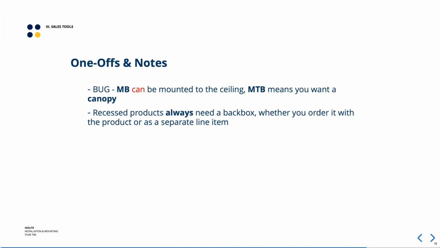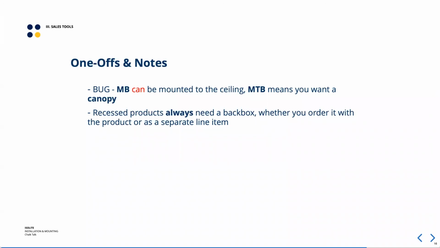It has MB, mount back, and MTB, mount top back. MB is the most common option, but we started to see MTB get selected when people want to actually mount it to the ceiling. When you order MTB, you're going to get a canopy, and we charge a little bit of extra money for it. I think it's like $5 or $7 or something, but you don't actually need it. In most scenarios, even if it's going to be mounted to the ceiling, you just mount the back of the product up to the junction box that's on the ceiling, and you don't need that canopy.